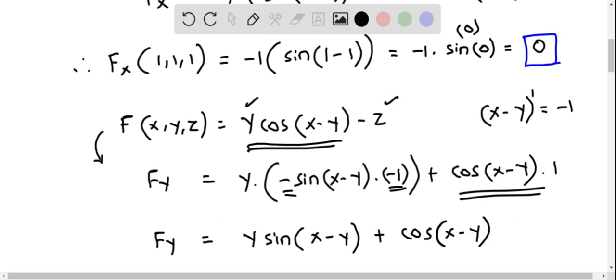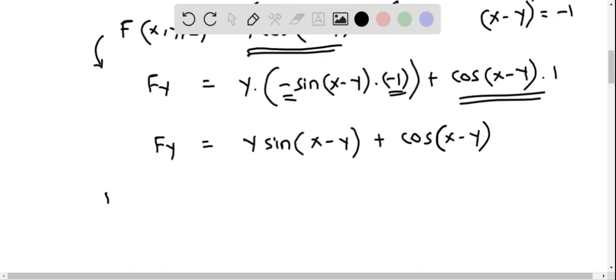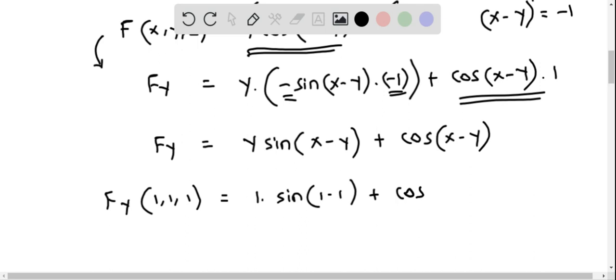Now let's evaluate this partial derivative at the point (1, 1, 1). So I write down f_y of (1, 1, 1), and this means we have to replace x, y and z with 1. So let's do that. This becomes 1 times sine of 1 minus 1, plus cosine of 1 minus 1.